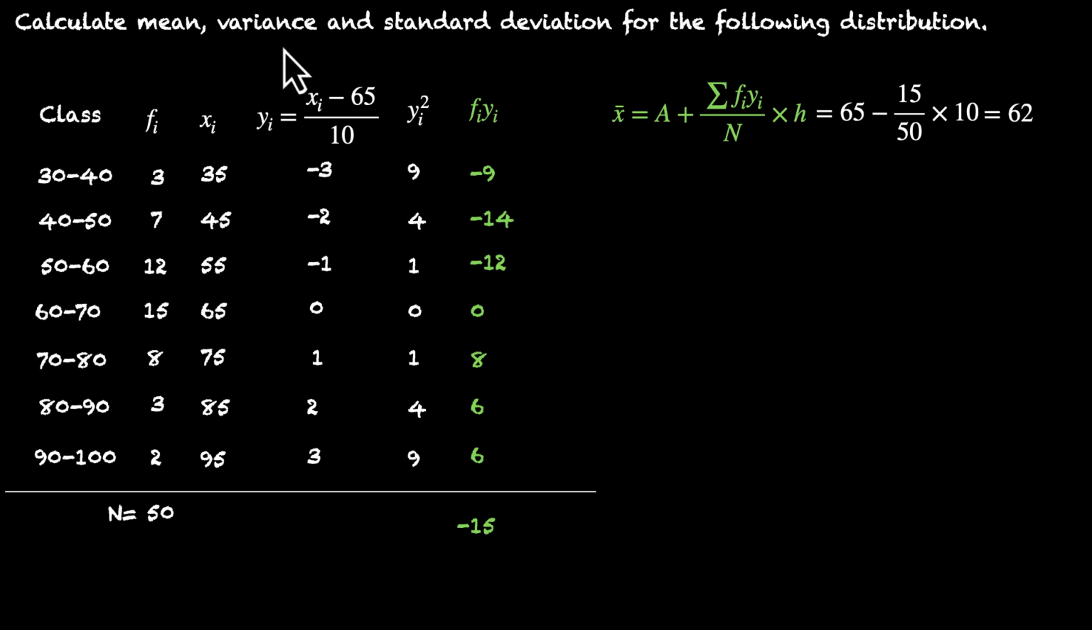Now we need to figure out the variance and standard deviation. For that, we have to figure out fi yi squared as well. That's the reason we wrote yi squared. Now let's figure out fi yi squared. Let's multiply this column with this column. 3 times 9 is 27. 7 times 4 is 28. 12 times 1 is 12. This is 0. Then we have 8 and 12 and 18.